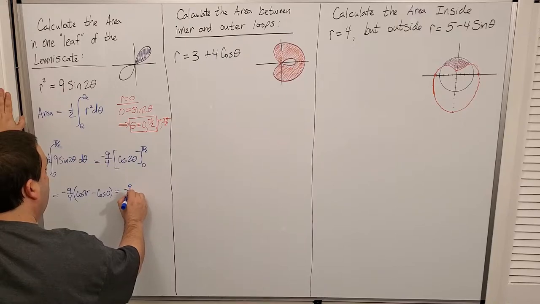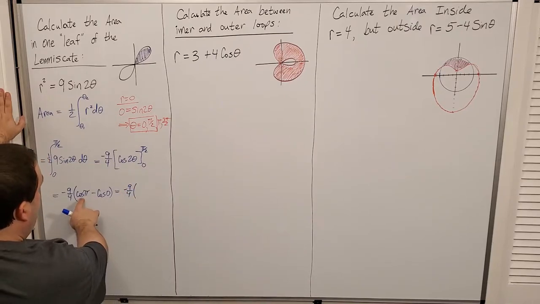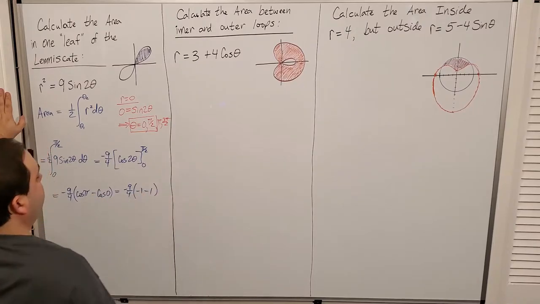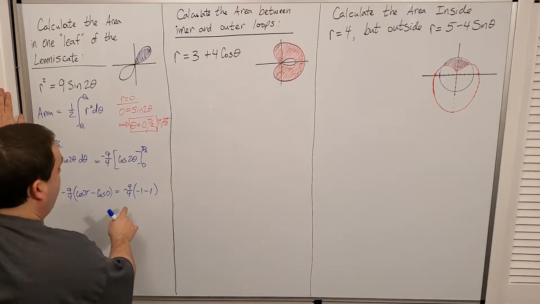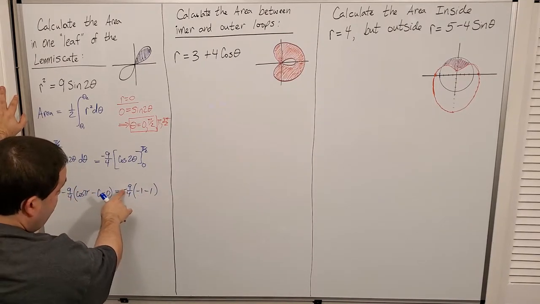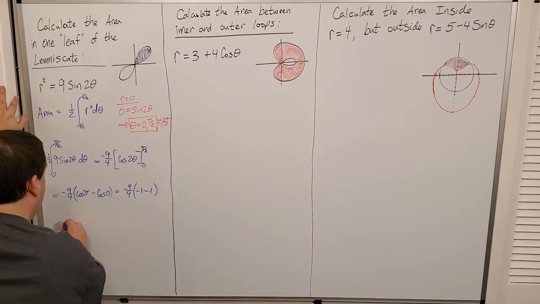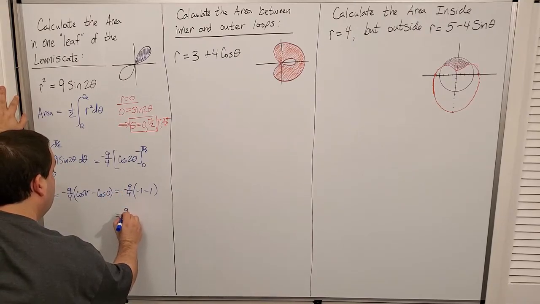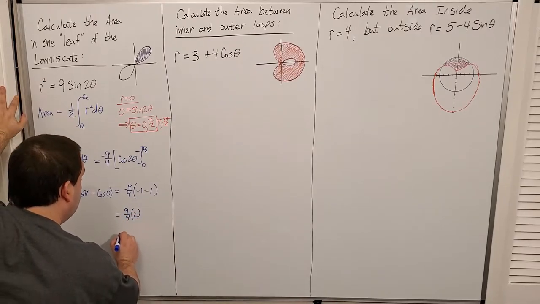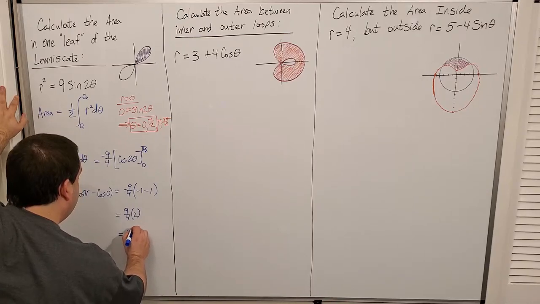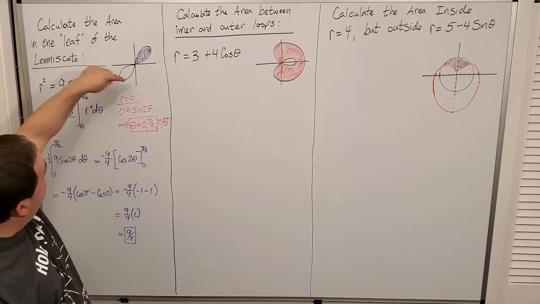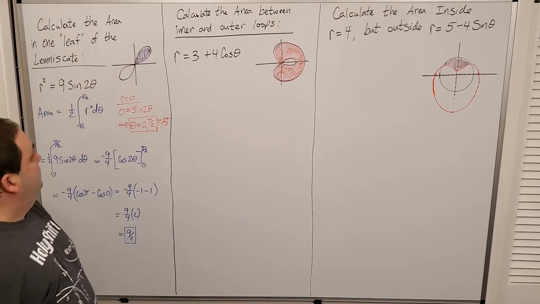So that's negative 9/4 times cosine of pi, which is negative 1, minus cosine of zero, which is 1. So notice what I'm getting here is negative 1 minus 1 is negative 2, but times this negative. So what I've really got here is 9/4 times 2, which is 9/2. So the area of that one leaf right there is 9 over 2.